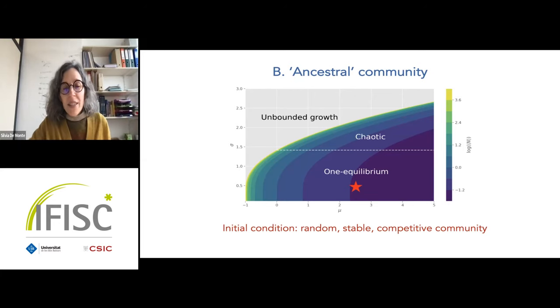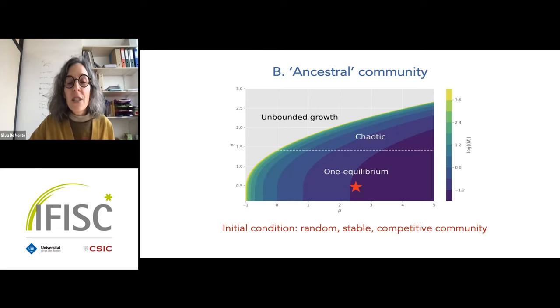So if you just look at this graph, you can already guess that if you are selecting for an increase in the total number of individuals, what you expect to happen in general is that mutations will bring you to decrease the average interaction strength and increase the variance, the variability of the interactions.